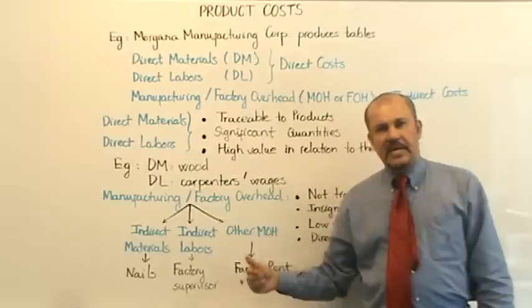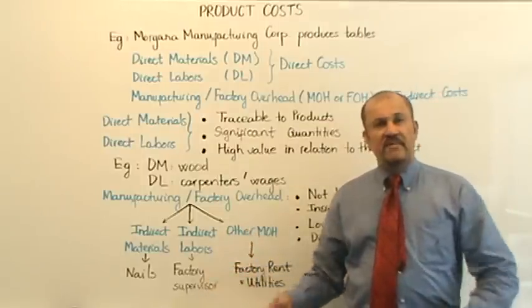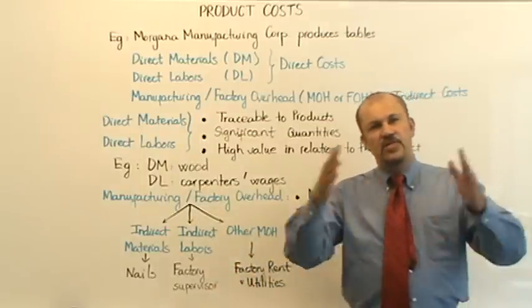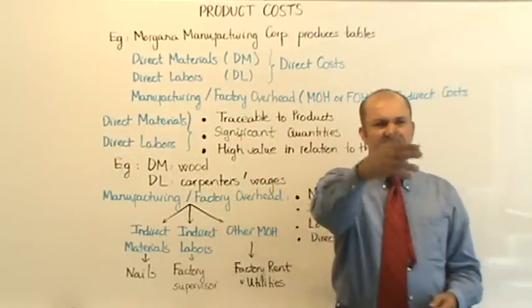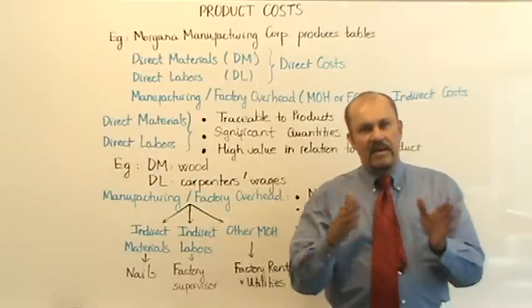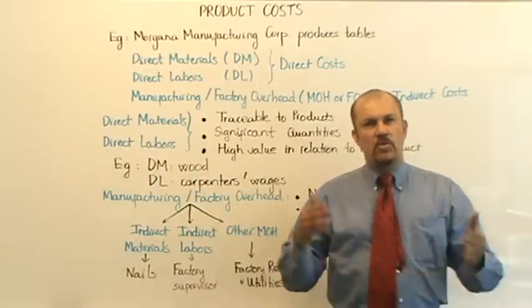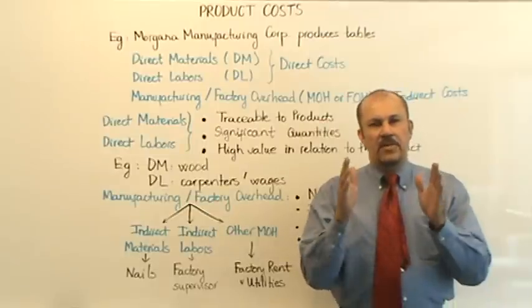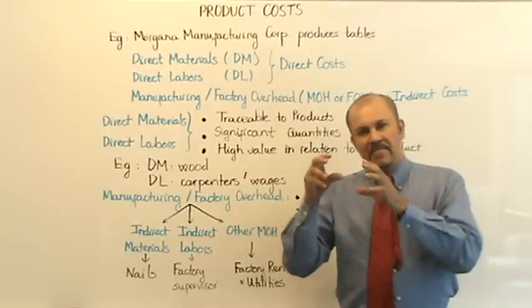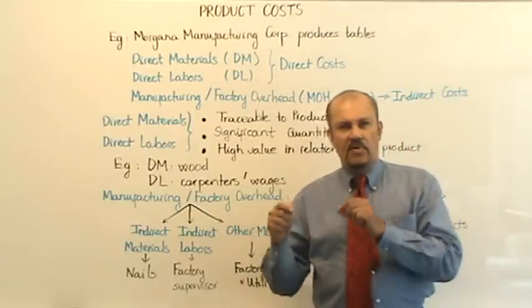Indirect labor. An example of indirect labor that I've shown you is a factory supervisor. So let's visualize this. Let's visualize the production floor of Morgana Manufacturing. You have 15 or 20 carpenters out there, every one of them making tables. And you have one supervisor supervising these 15 or 20 carpenters. The supervisor is not making the tables directly himself or herself.